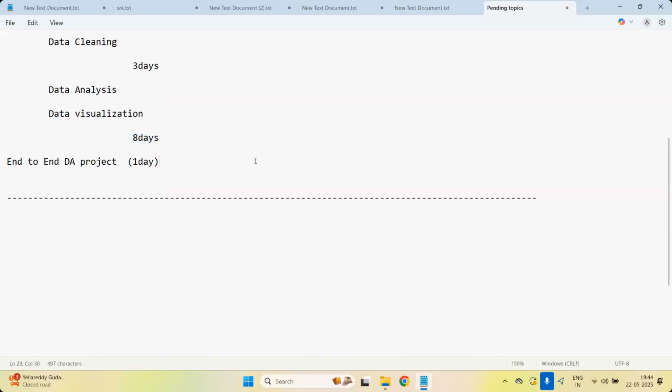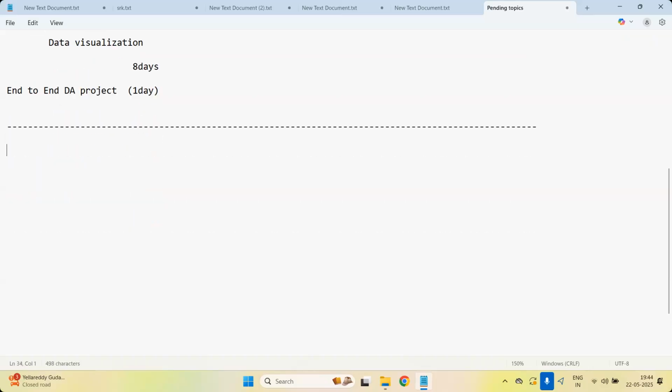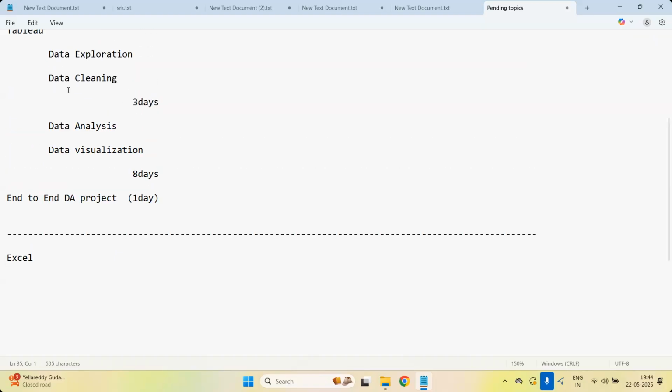Okay, so finally we will go with Excel. In the same way, in Excel also, we will cover data exploration, data cleaning, data analysis and data visualization, along with some advanced functions within Excel. We are going to do this also for an additional 12 days.